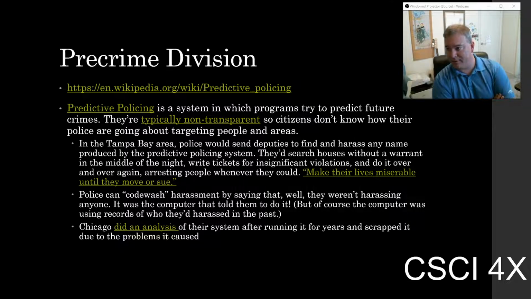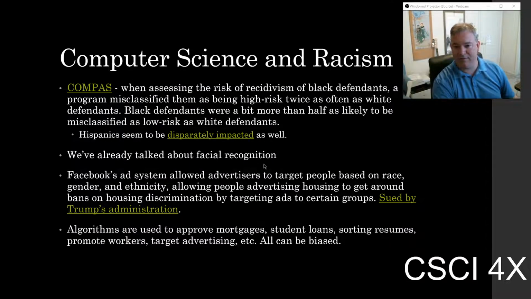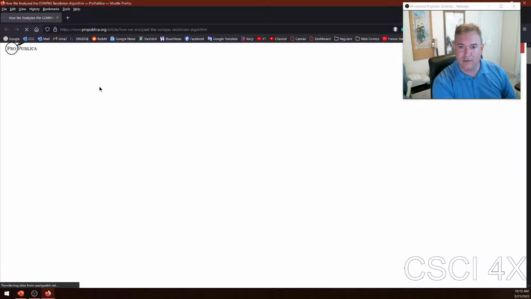Chicago used to have a predictive policing system, and then they got rid of it because it was causing more problems than it solved. A big issue with these sorts of things is the lack of transparency, right? Last time we talked about the Compass system. ProPublica did an in-depth analysis of Compass, and what's interesting is that you might think that I treat these things sort of unironically. There you go, there's the ProPublica article.